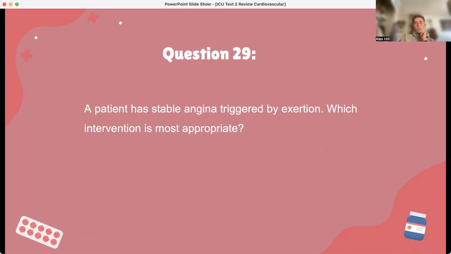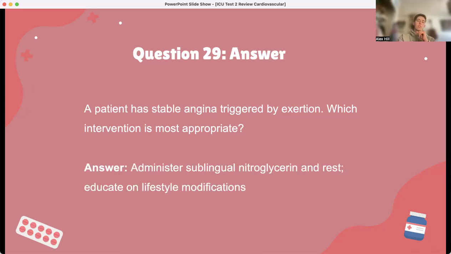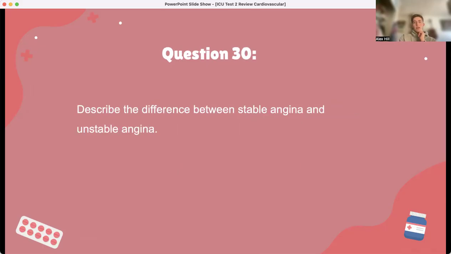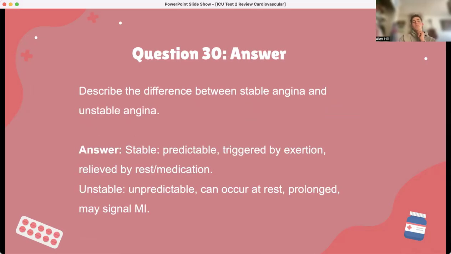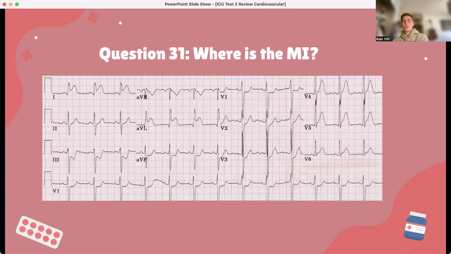Patient has stable angina triggered by exertion. Which intervention is most appropriate? So yeah, rest, nitroglycerin. Difference between stable and unstable angina. So unstable can occur at rest, right? It's not provoked, so it's not predictable. And it could signal the beginning of an infarction.